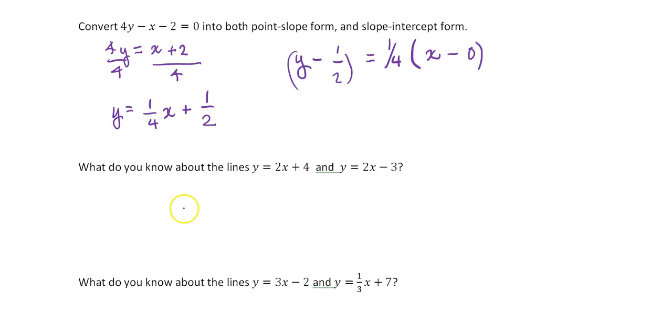Alright, so what do you know about the lines y equals 2x plus 4 and y equals 2x minus 3? Well, first of all, we need to look at some things. What's going on with my slopes? Those are one of the big tells of what is going on. So in this case, they're the same. Now, are the intercepts different? In this case, they are, right? So if you have the same slope and different intercepts, those are parallel lines.